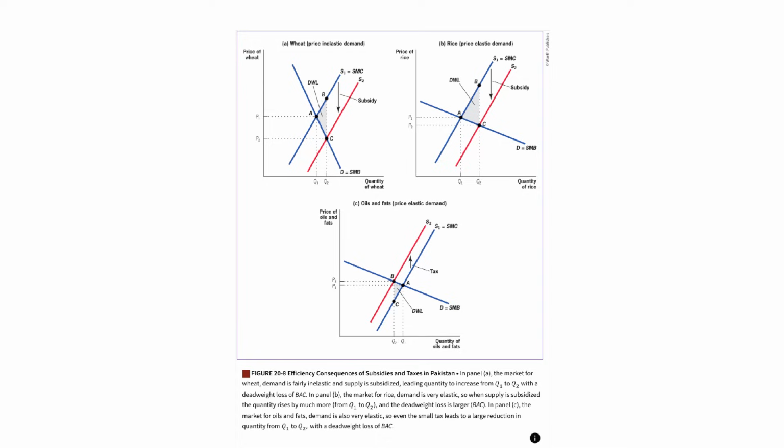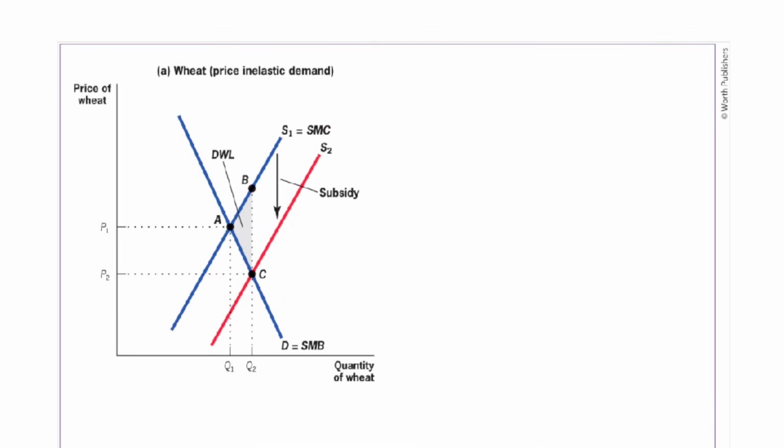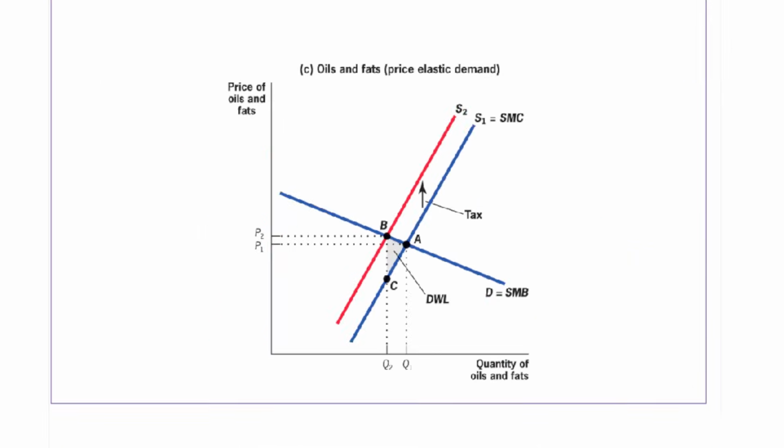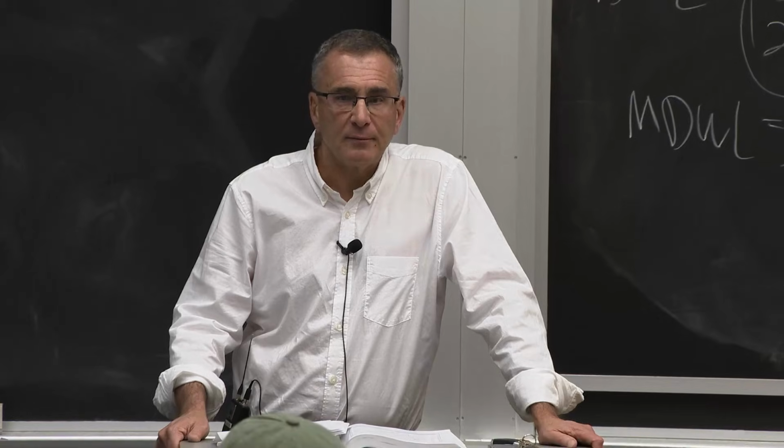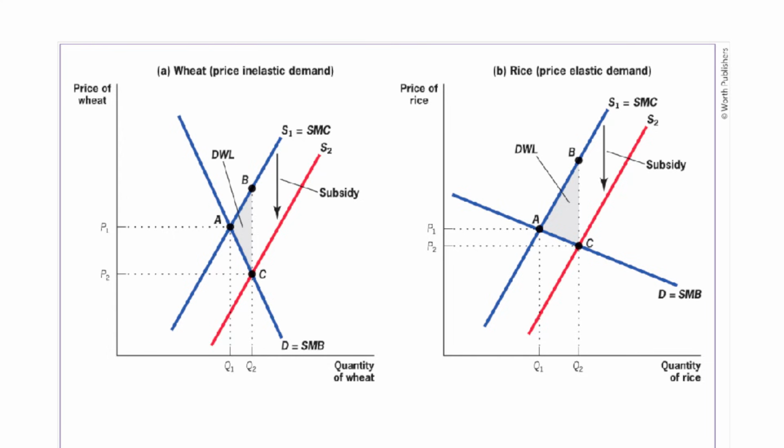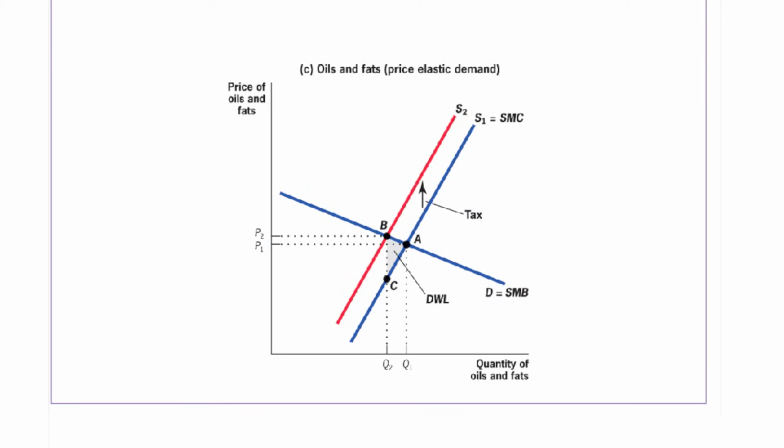So now if you go back to your figure 20-8, you can see that you have a fairly inelastic demand curve for wheat, but a more elastic demand curve for rice and for oils and fats. Okay, questions so far? Now, the initial government equilibrium: the government had put in policies such that we were at point C in the market for wheat because of a 40% subsidy. We're at point C in the market for rice because there was a 40% subsidy. And at point B in the market for oils and fats because there was a 5% tax.